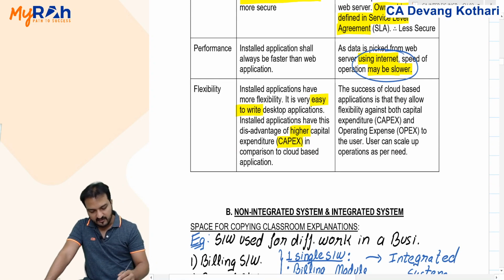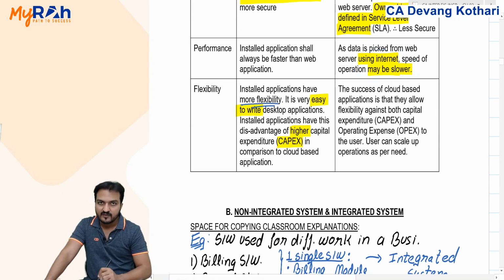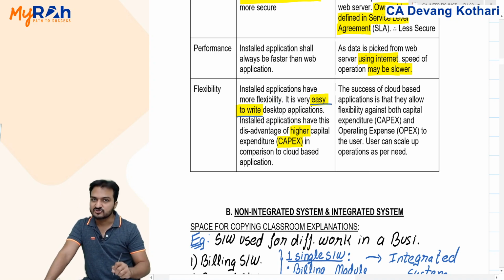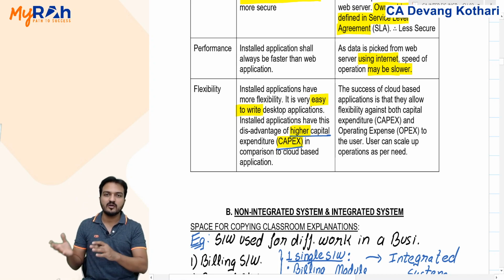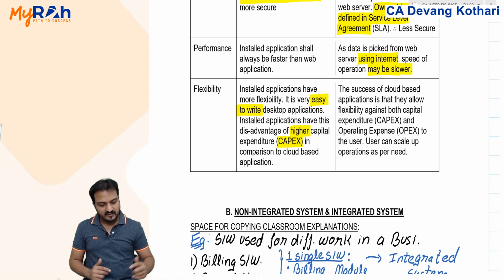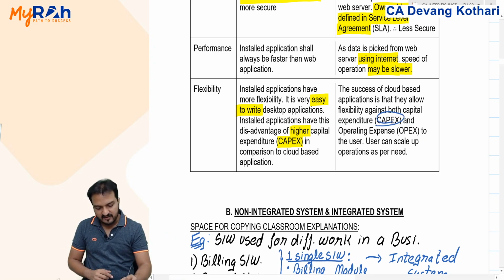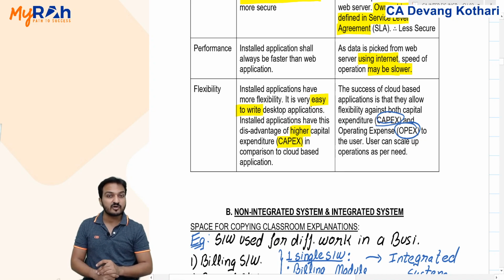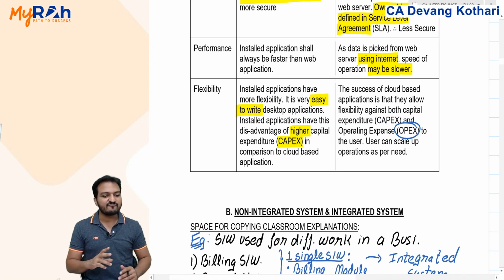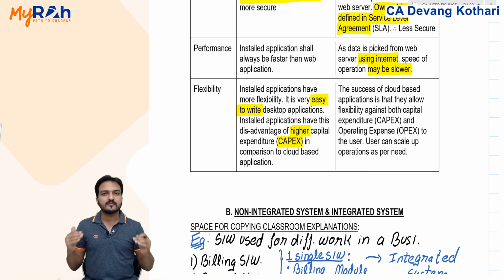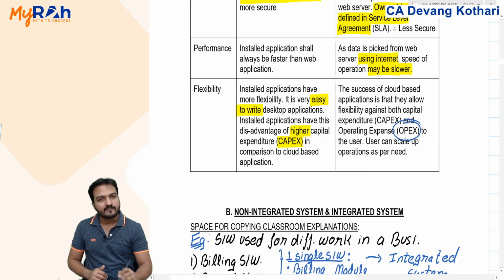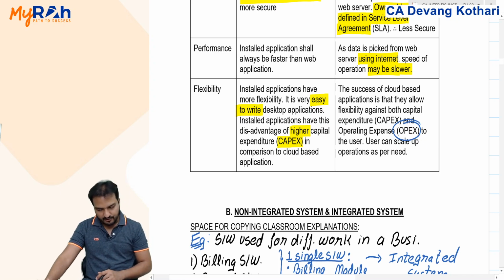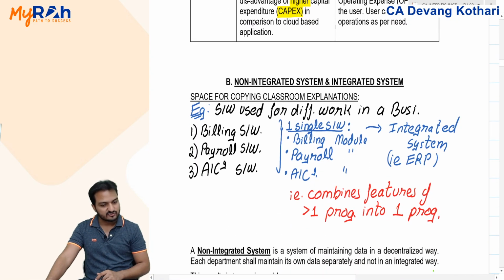And flexibility: installed applications have more flexibility because it is easy to write these softwares, but they have higher capital expense because you'll have to purchase your own software and install it, while in case of cloud application it has less capital expense, more operating expense. Because you remember, software as a service, I don't have to purchase any specific software, but I need to pay some monthly or annual subscription. If I pay an annual subscription, that increases my operating expense. Okay, so these were the general things related to accounting softwares and all.